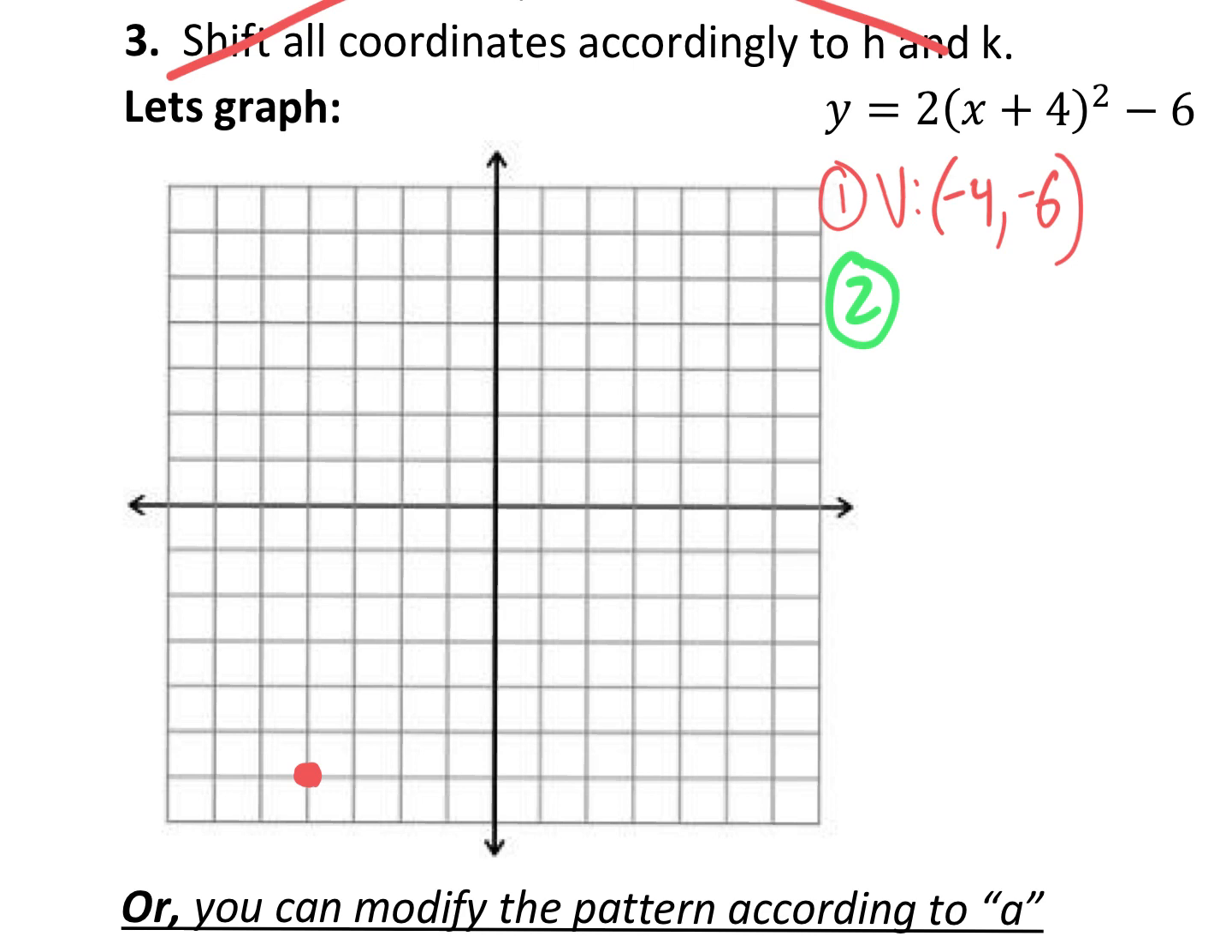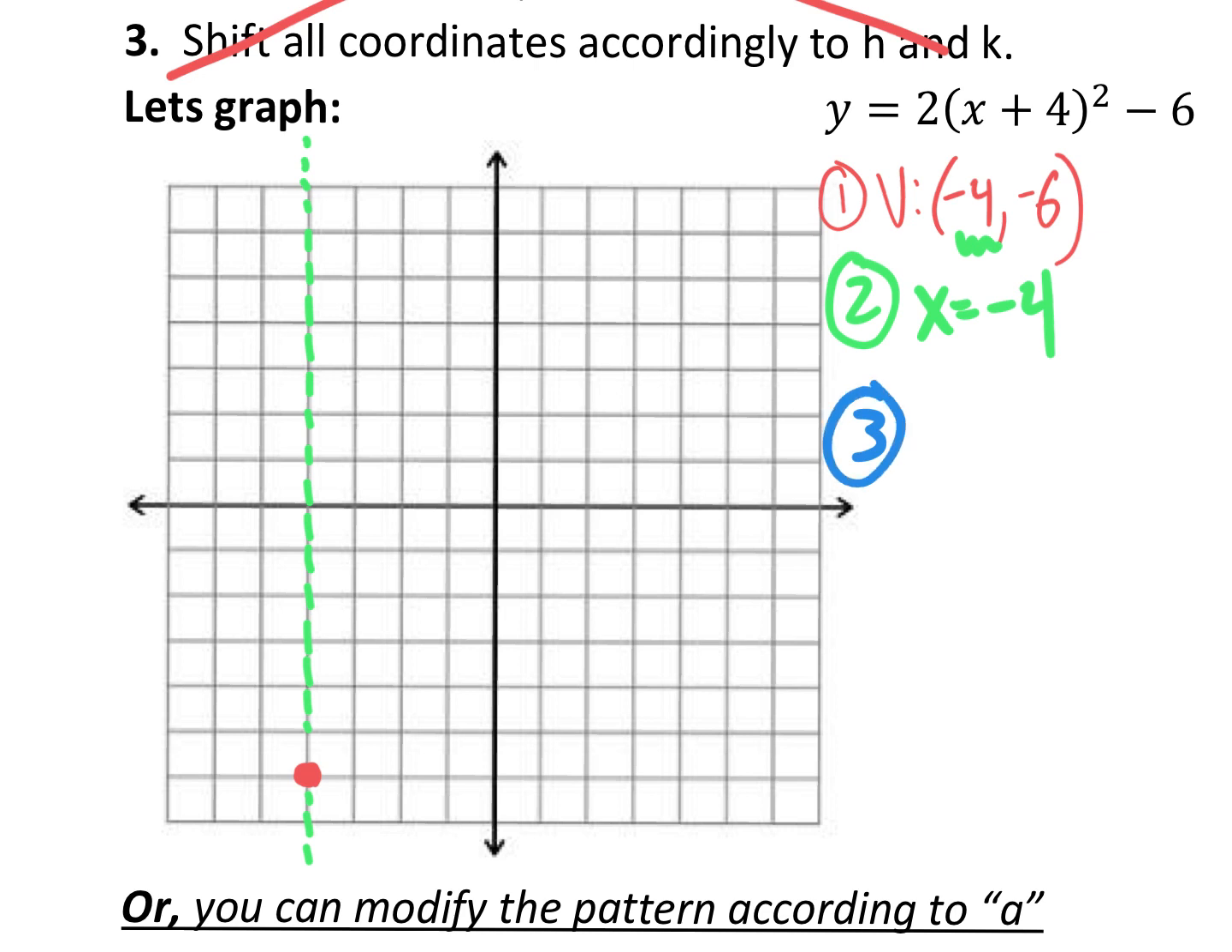Axis of symmetry, right? What was the equation of the axis of symmetry? It's always going to be x equals h, which in this case is -4. So let's draw that vertical dotted line. I always draw it in green. That'll provide a reflection.